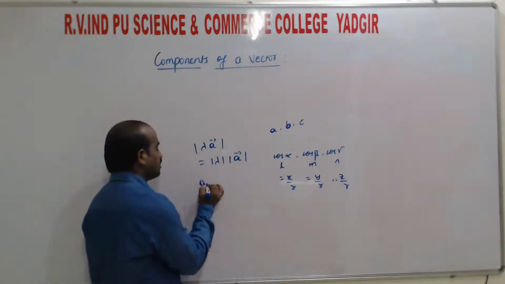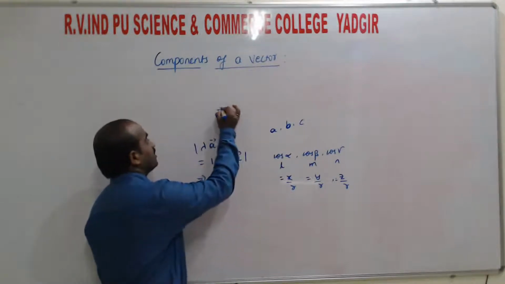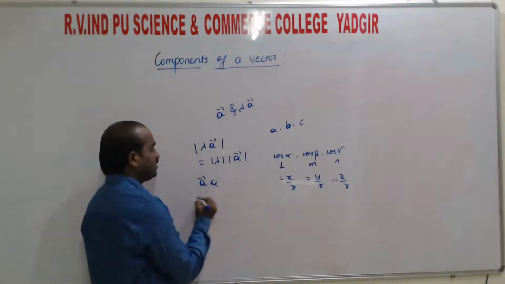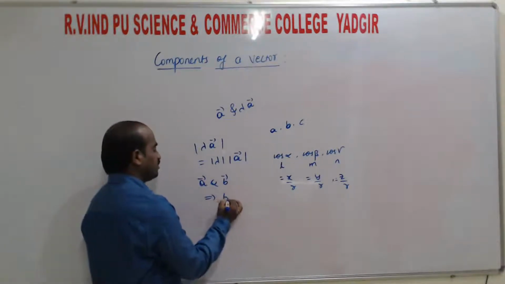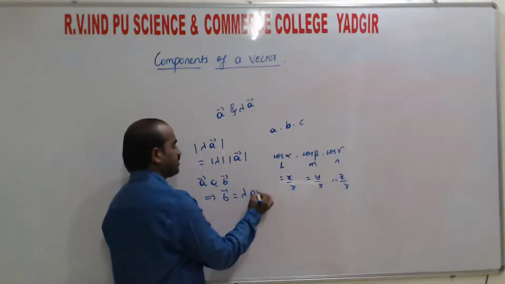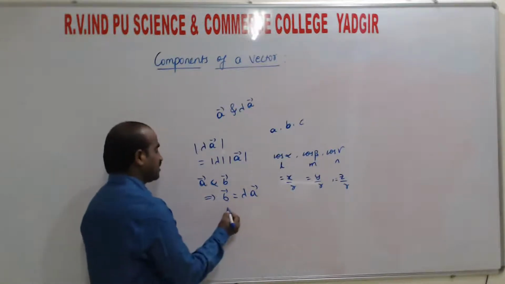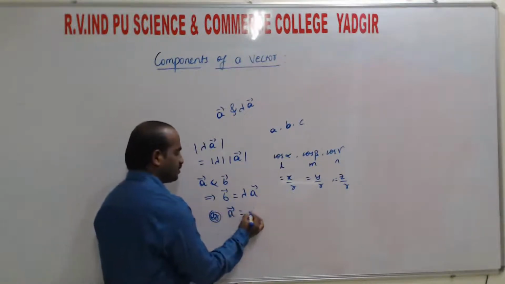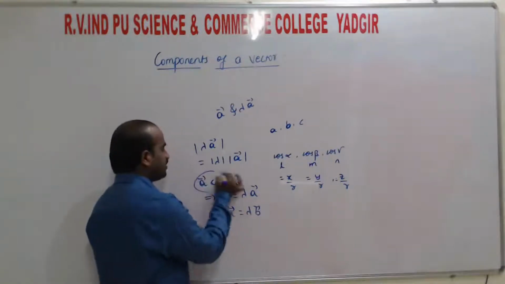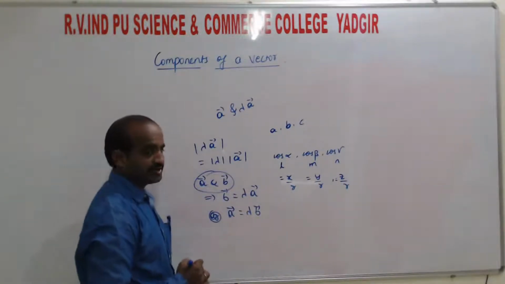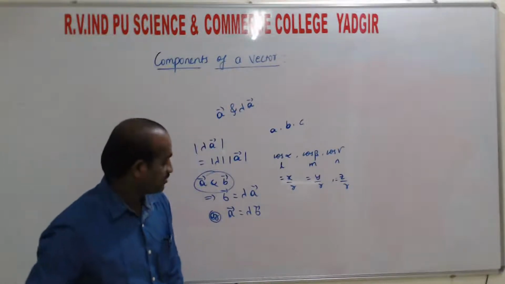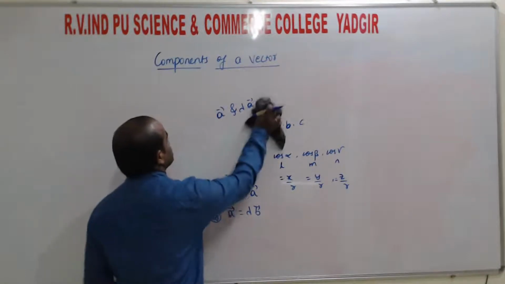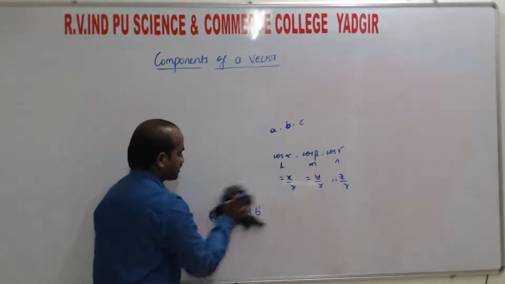If two vectors are collinear, A vector and lambda times A vector are collinear. If A vector and B vector are collinear, then B vector is equal to lambda times A vector, where lambda means any scalar, or A vector is equal to lambda times B vector. Then A and B are collinear. Okay, that was last class.